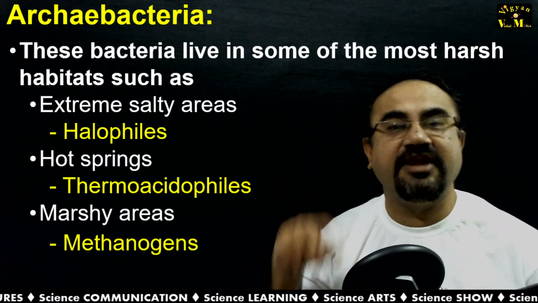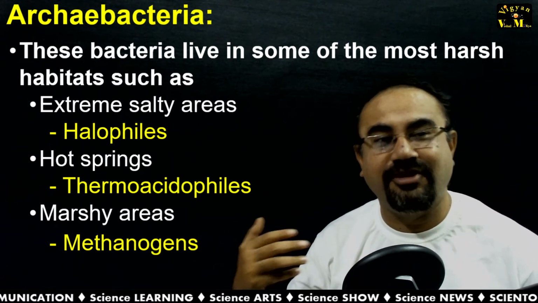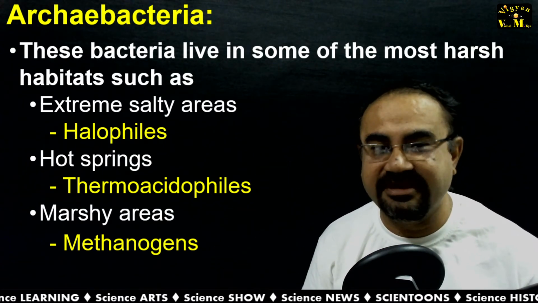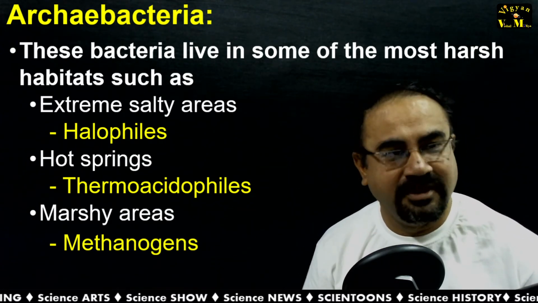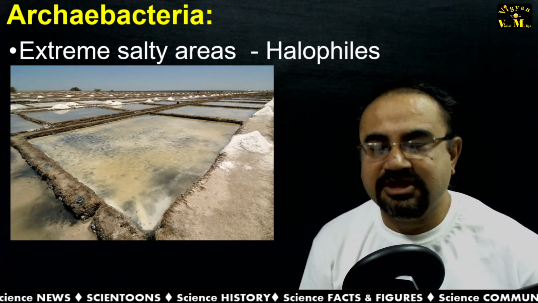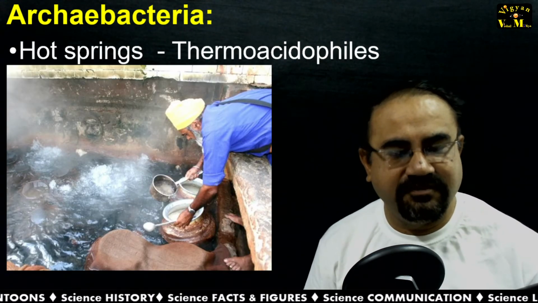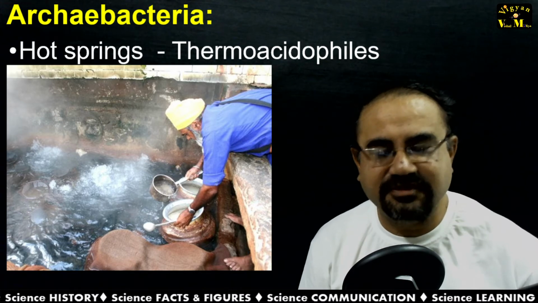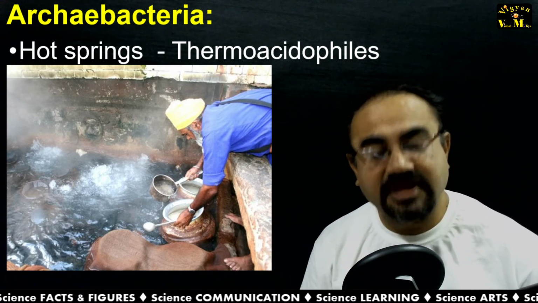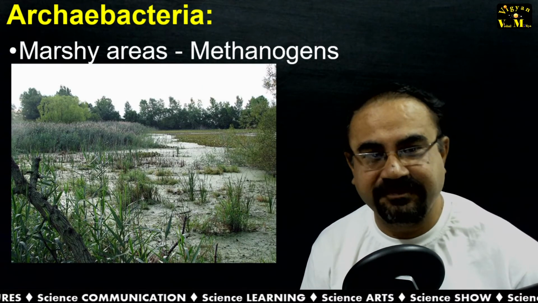thermoacidophiles, and when they are found in marshy areas where methane is generated, we are calling them methanogens, or those bacteria which are producing methane, they are methanogens. Here you can see where you can find halophiles, in the salt pan or salty area, or hot springs which are there in so many areas of our country, and the bacteria which are found there are called thermoacidophiles, and methanogens are found in the marshy area.